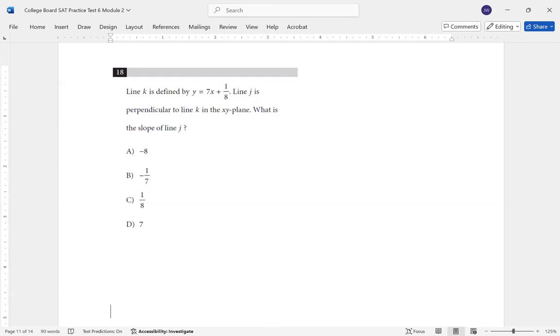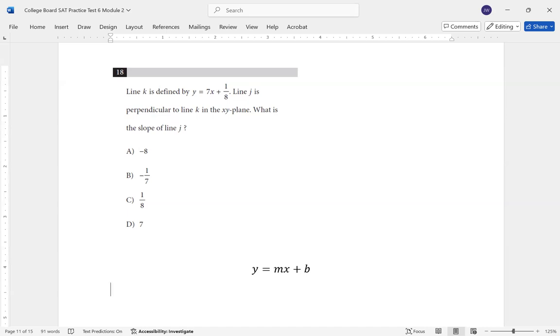Question 18. Line K is defined by y equals 7x plus 1/8. Line J is perpendicular to line K in the xy plane. What is the slope of line J? Now I want to point out something. y equals mx plus b is the slope-intercept form of a line.